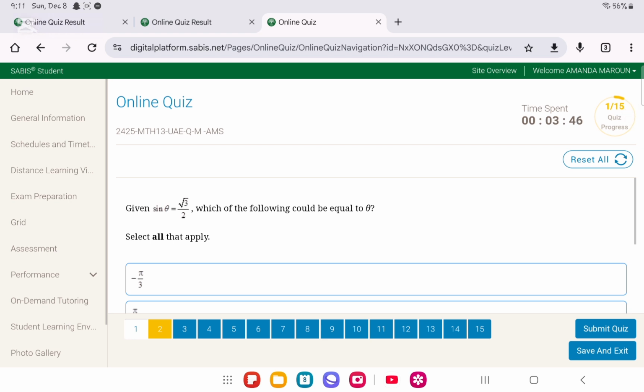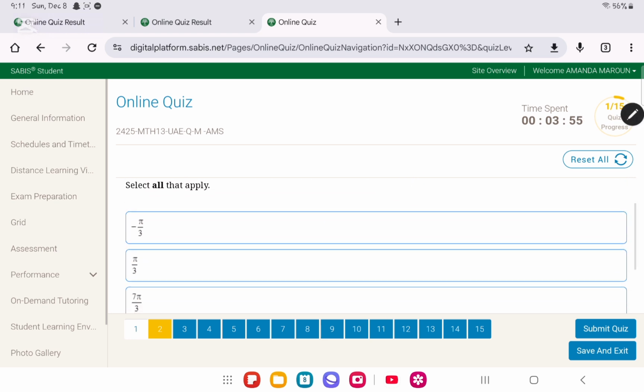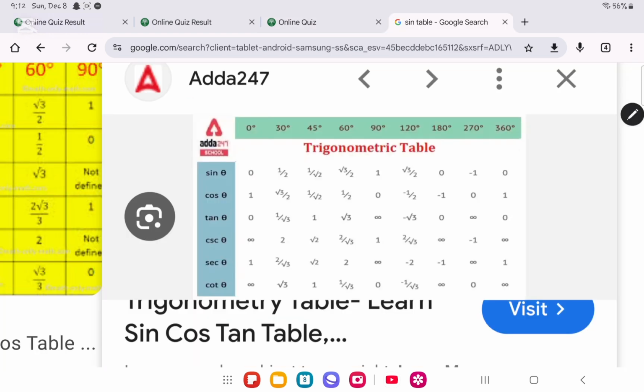Now, if we move to question number 2, they need us to know which of the following could be equal to theta, because they told us sine theta is equal to radical 3 over 2. Very simply, what we're going to do is memorize a table of the sine, which is this table over here. Now, if you look, you can get 60 degrees. The sine of 60 degrees is radical 3 over 2. And then the sine of 120 degrees is also radical 3 over 2.